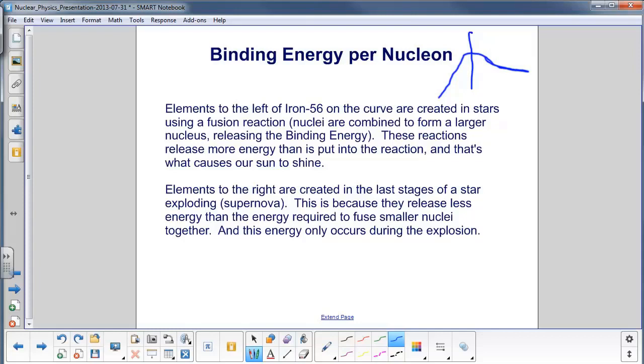Elements to the right are created in the last stages of a star exploding, or supernova. That's because they release less energy than the energy required to fuse smaller nuclei. And the only way you can get enough energy to put these elements together, to the right of nickel, to the right of iron 56, is by a supernova explosion. So the heavier elements all came from stars exploding. The lighter elements were created as a star was going through its life cycle. Although the heavier you get, the closer you get to iron, a lot of those elements were formed just in the first few seconds of the supernova explosion.